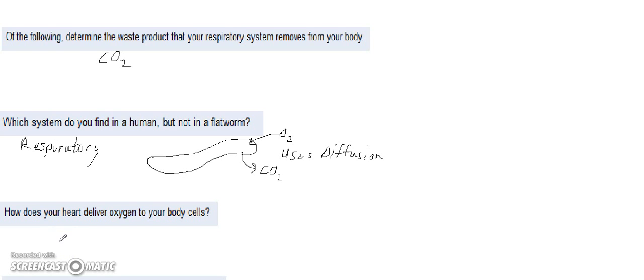And then that blood goes to all of our cells, and it delivers lots of things. And one of the most important things it delivers is oxygen. So the heart pumps oxygenated blood to all of your cells. We'll use a text box. And then the cells use the oxygen, and then the blood has to return to the lungs and get more oxygen. So how does it deliver oxygen? It pumps oxygenated blood to all your body cells.